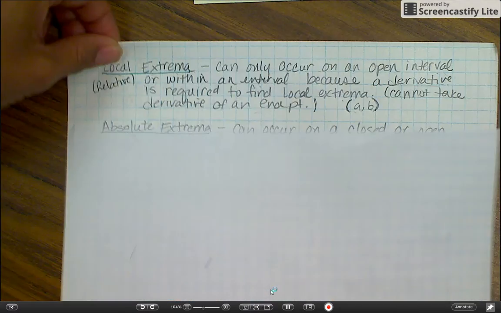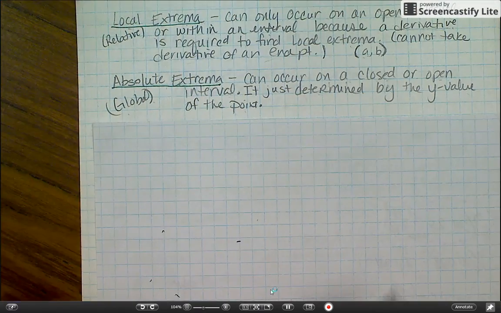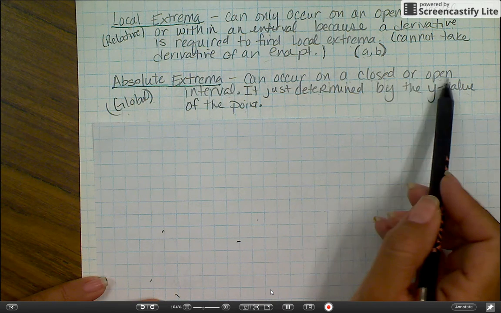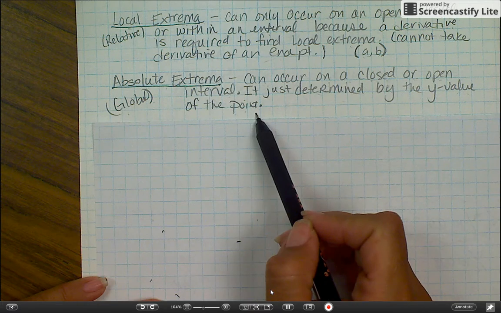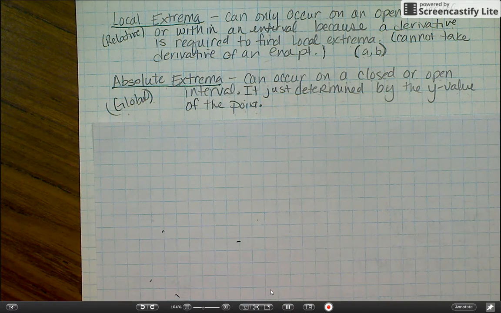Now, absolute extrema can occur on a closed or open interval. It's determined by the y value of the point. So since a derivative is not required for absolute extrema, it can happen on a closed or open interval. Now, oftentimes you are asked to find absolute values for closed intervals.